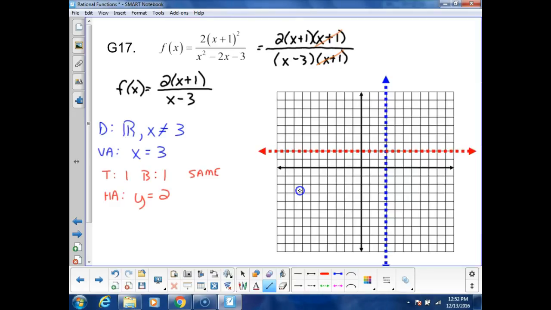On this one, because our horizontal asymptote is 2, our end behaviors are going to be approaching 2, because that's not zero. Now we go on to the y-intercept.